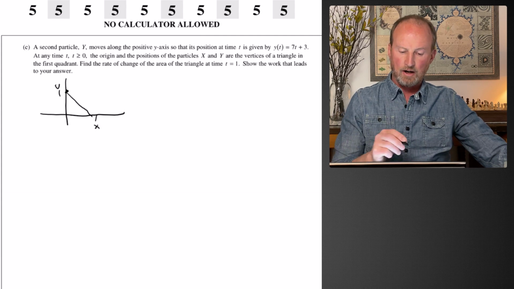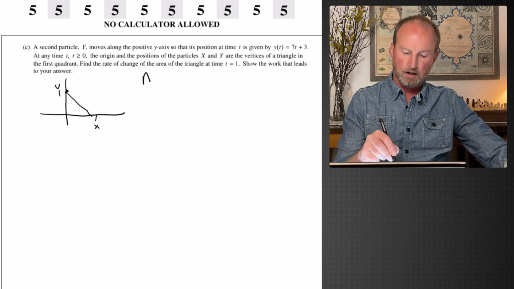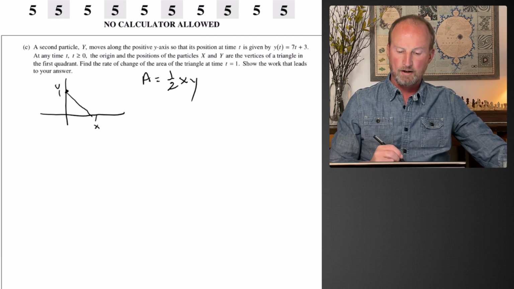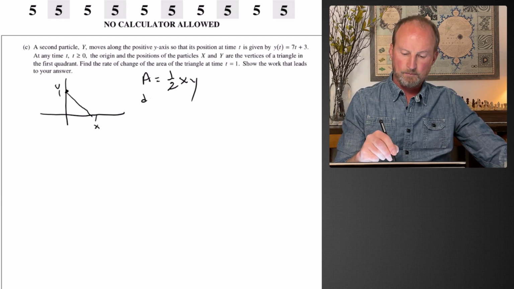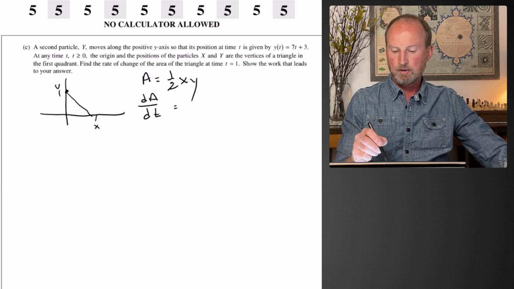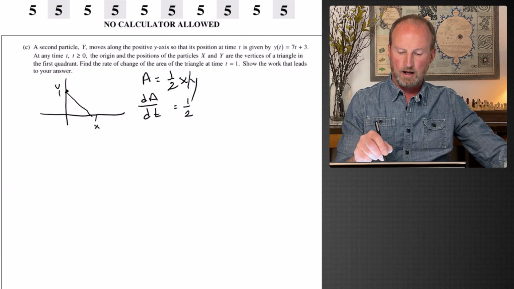Find the rate of change of area. So my first thing is area equals 1/2 x times y. Find the rate of change of the area, so I'm going to just take the derivative with respect to time. I'm going to call 1/2 x my first term. So the derivative of the first is 1/2 times dx dt.